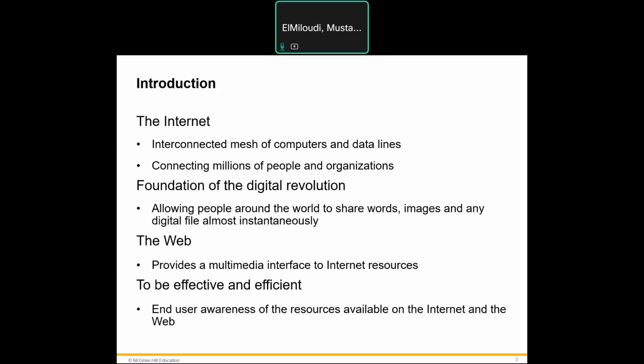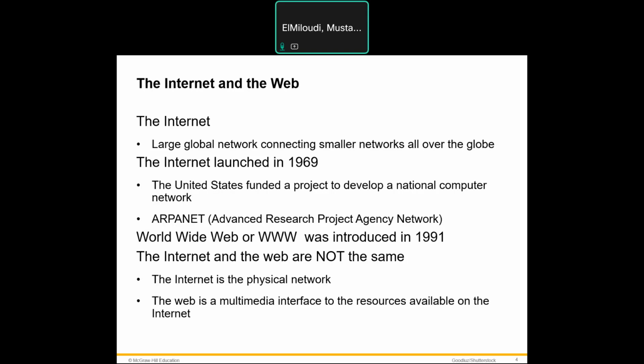Okay, the internet is nothing but a network of networks. It's an interconnected mesh of computers and data lines all together worldwide. It connects millions of people and organizations all over the world. That's what the internet is. The foundation of the digital revolution, how did it happen? That's what we're going to be talking about. We're going to talk about the web and also how to be effective and efficient when using these tools.